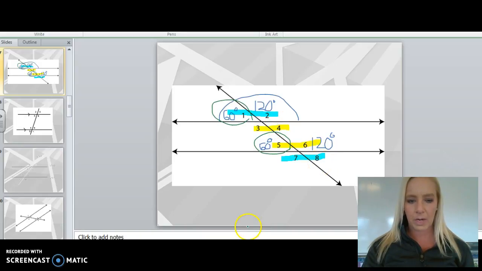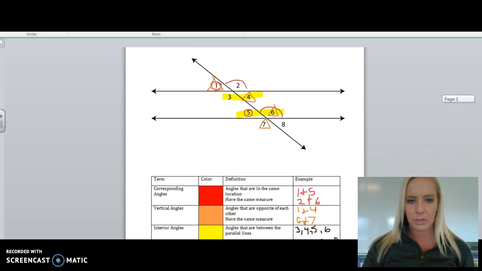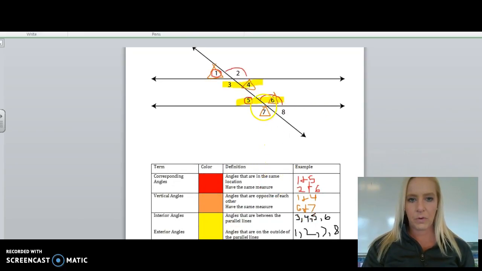And again, going back to your graphic organizer, vertical angles, such as 2 and 3, are diagonal from each other, and they also have the same measure. 1 and 4 are diagonal from each other. They also have the same measure. 6 and 7 have the same measure, as well as 5 and 8.